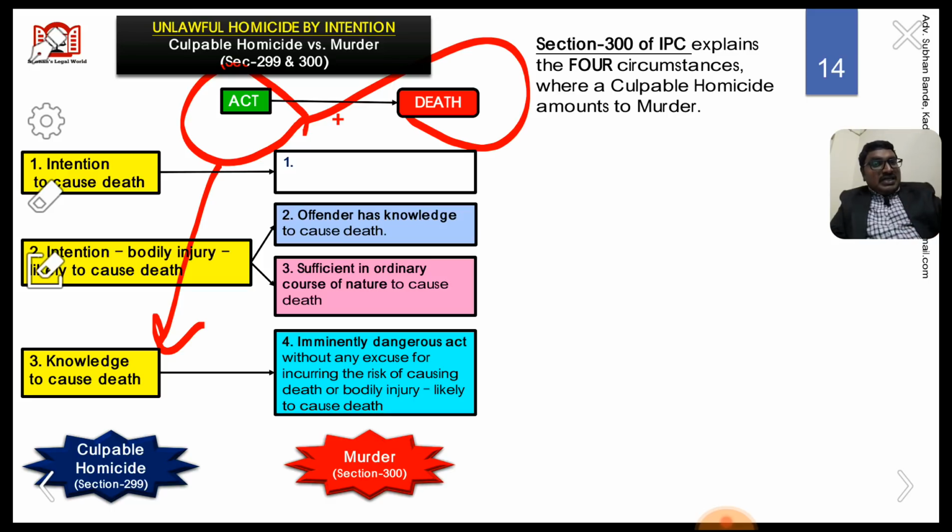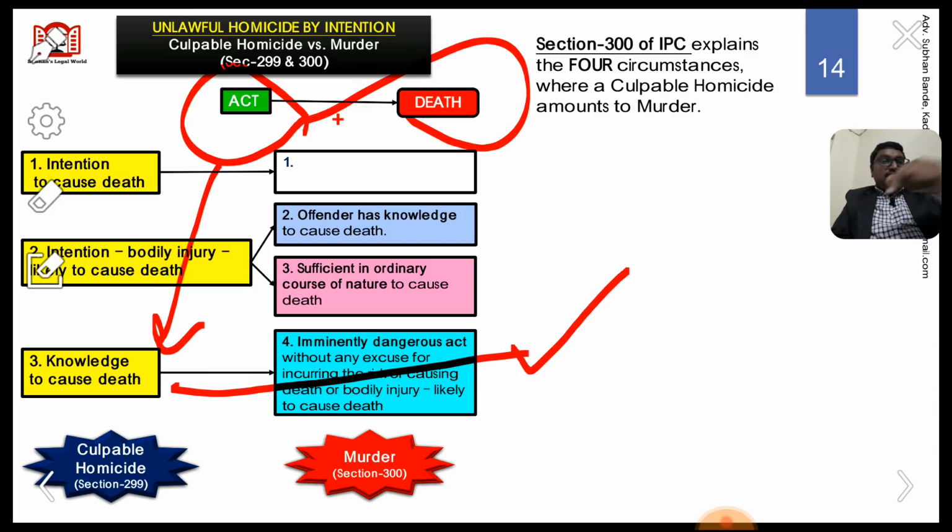and the act must be an imminently dangerous act, without any excuse for incurring the risk of causing death or bodily injury that is likely to cause death. He must know that it is an imminently dangerous act, and the accused has knowledge to cause the death of the other human being. Here there are two mens rea under the fourth form of murder, or the fourth circumstance where a culpable homicide amounts to murder.